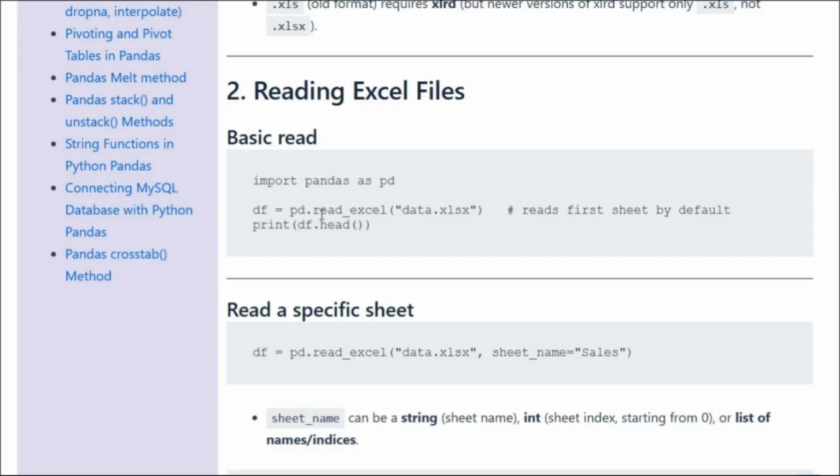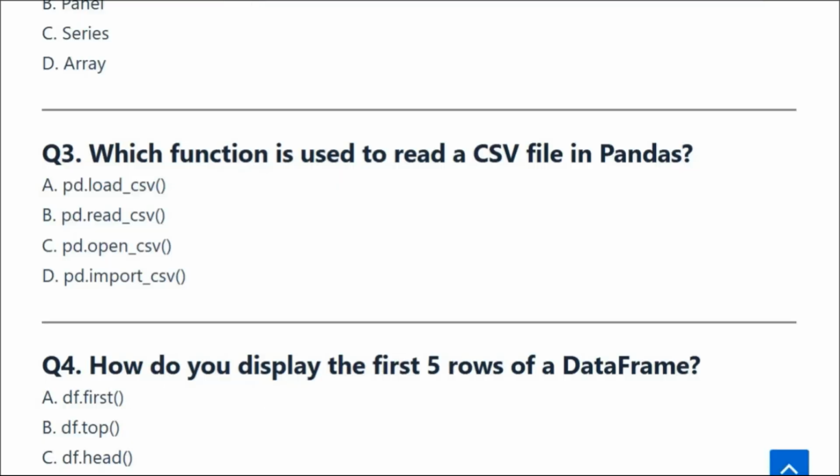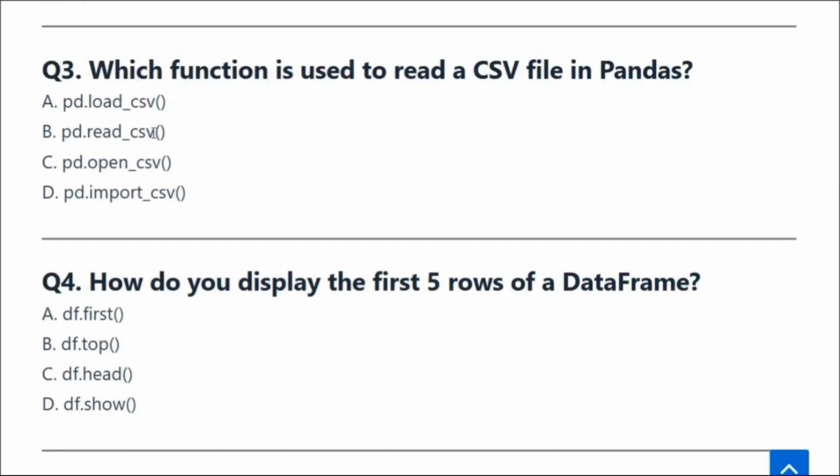Similarly, if you have to read Excel, after importing pandas as pd, you will write pd.read_excel. To read CSV, you will write read_csv and your file path here. So the answer is read_csv.